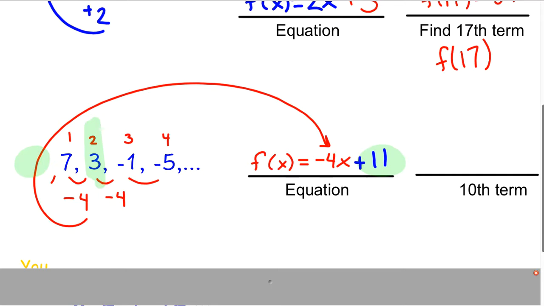In order to find the 10th term, again, we're looking for f of 10. F of 10 equals plugging in a 10 into this equation. Gives me -29.